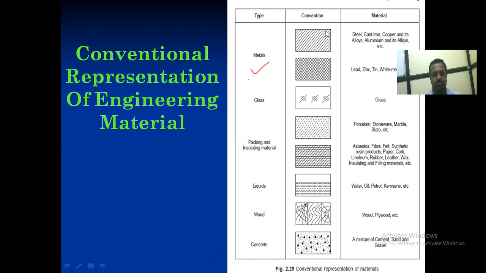Okay, what will be the convention for this material? I will draw here. Simple. Okay, and how we have to draw the convention for that steel, cast iron, aluminum, alloy? Simple. Just we have to draw one square, and inside this square we have to draw the inclined hatching lines. Okay, and this inclination of this line it will be the 45 degree. Okay, like this. Just we have to draw.